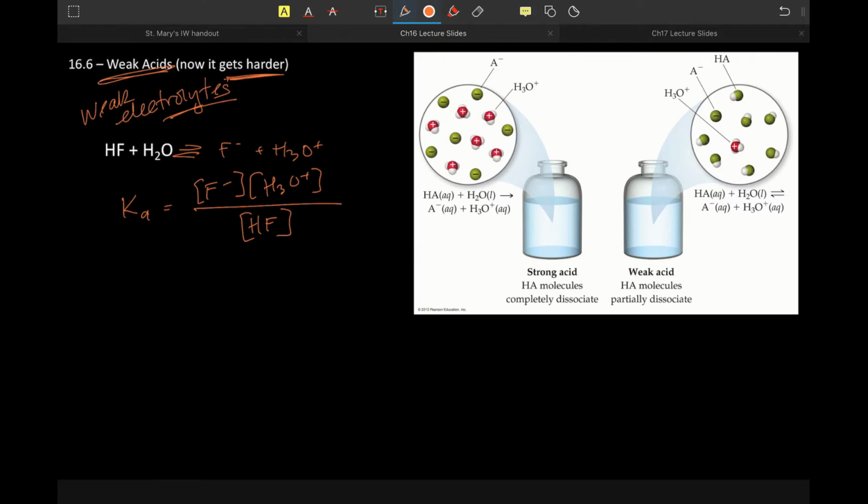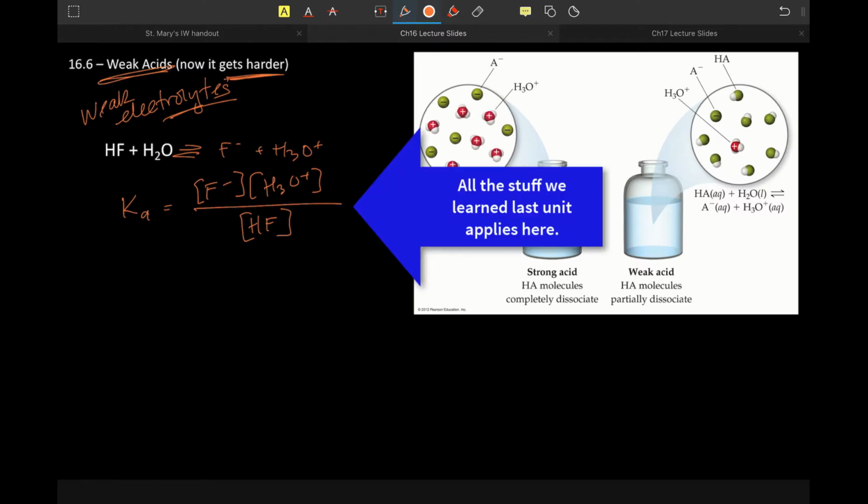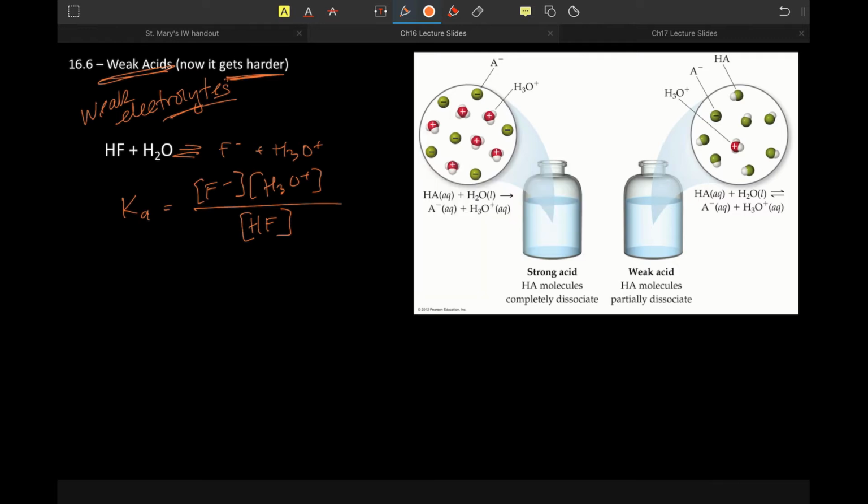So now we have that, and that is the acid dissociation expression. Same thing as last chapter, if you're just asked to write the Ka expression, that's all it's asking for. So we have our reaction and we have our K expression, and those concentrations, in terms of how much it dissociates, are governed by whatever my Ka value is.